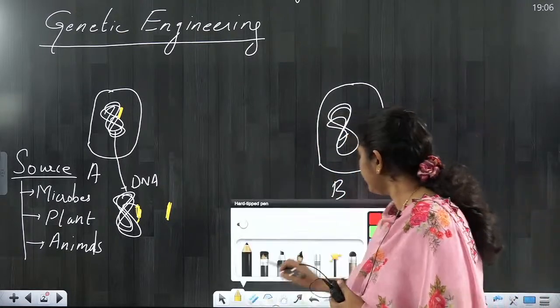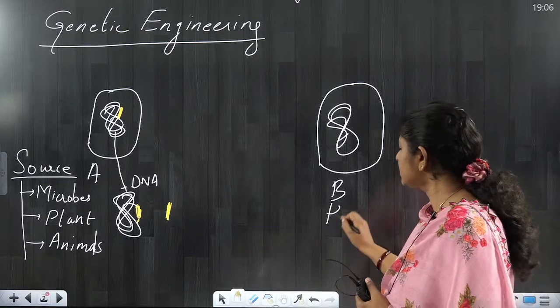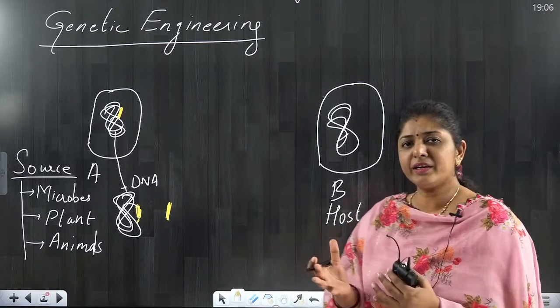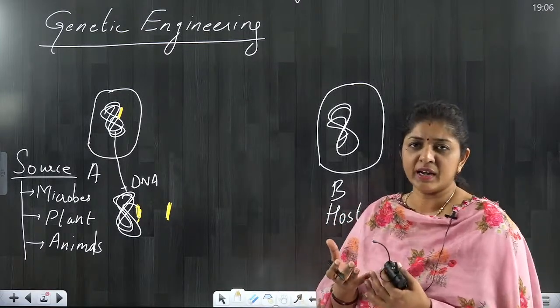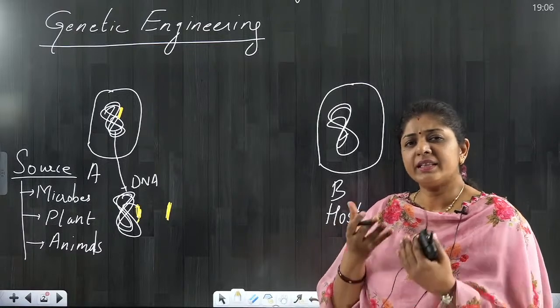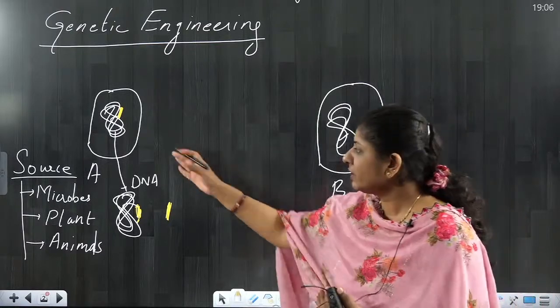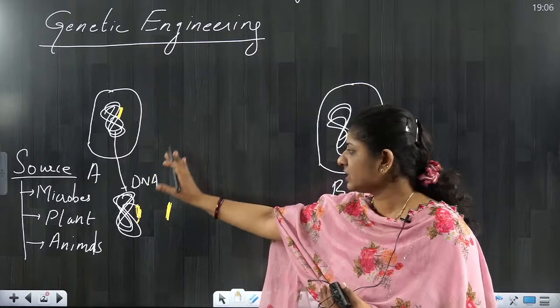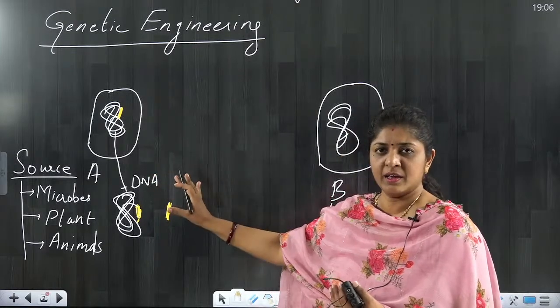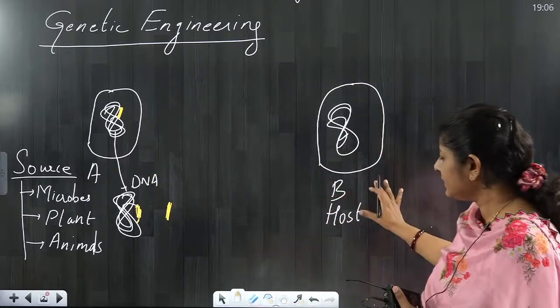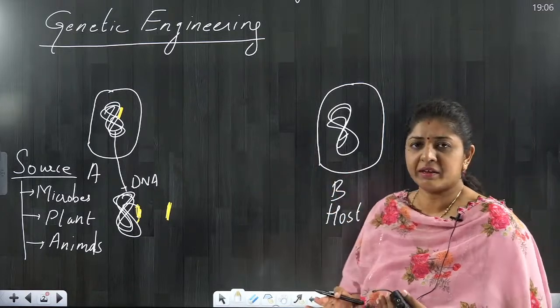Now this cell, you call it which cell? Host cell, which will welcome this new gene and start producing that beneficial thing which was earlier formed by this cell, which you call the source cell, right? But this thing is not happening directly.